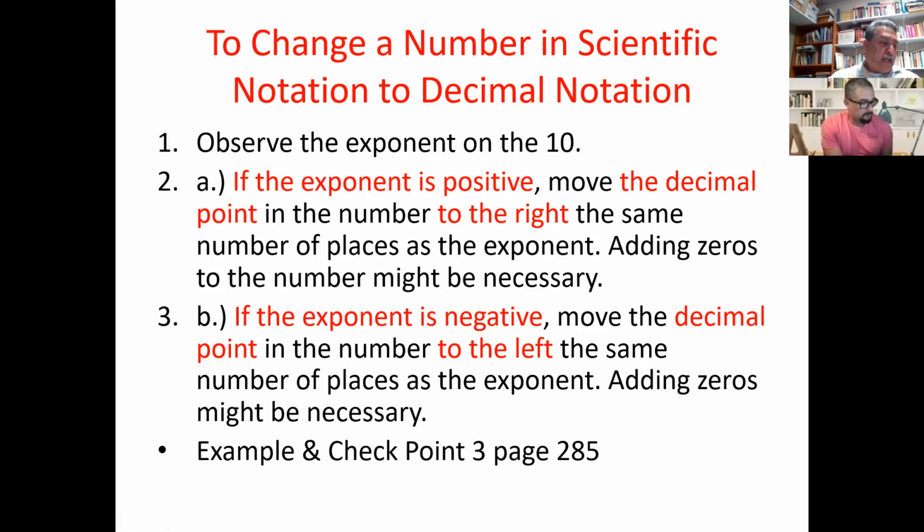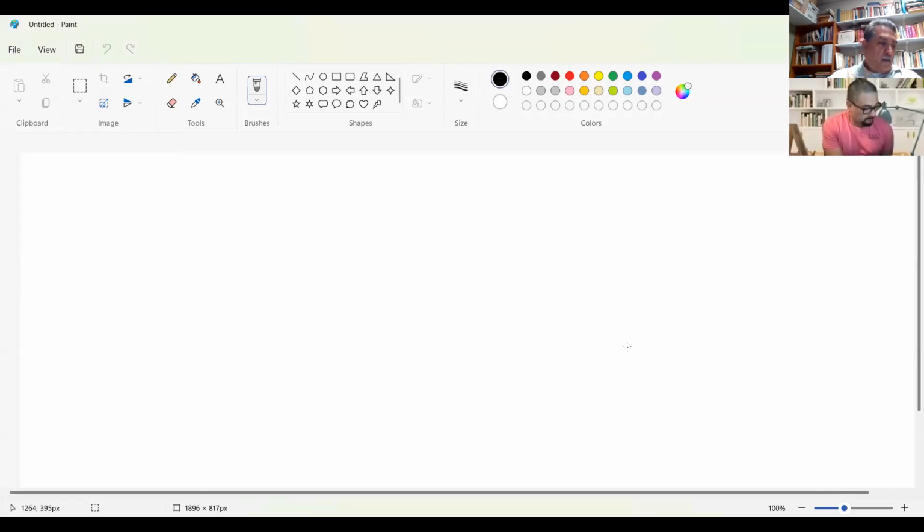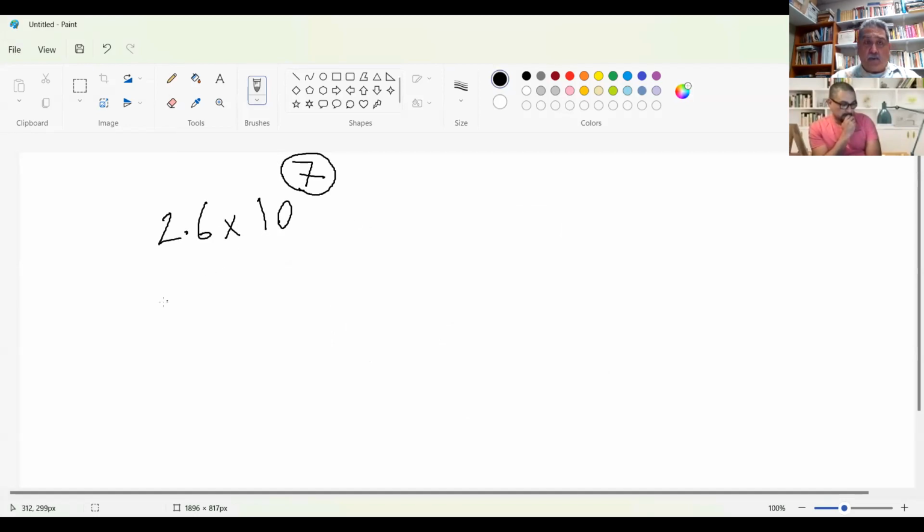So let's go to page 285 and look at example 3, and let's do that on a tablet. It says convert this scientific notation to decimal notation. You have 2.6 times 10 to the power of 7. I want to change that to decimal. My exponent is positive, so I move the decimal point toward the right from where the decimal point is, equal to the number of the exponent.